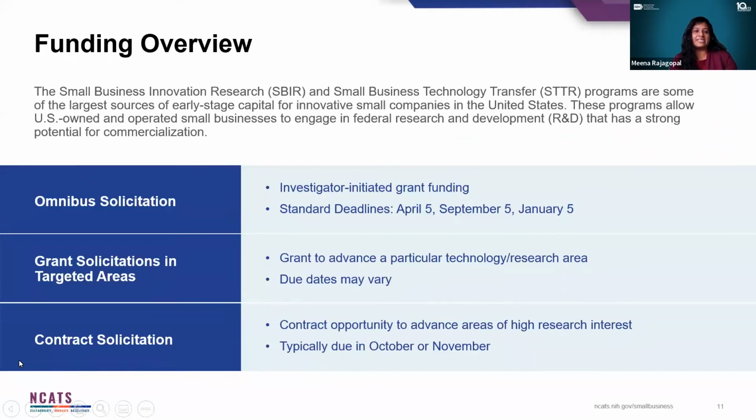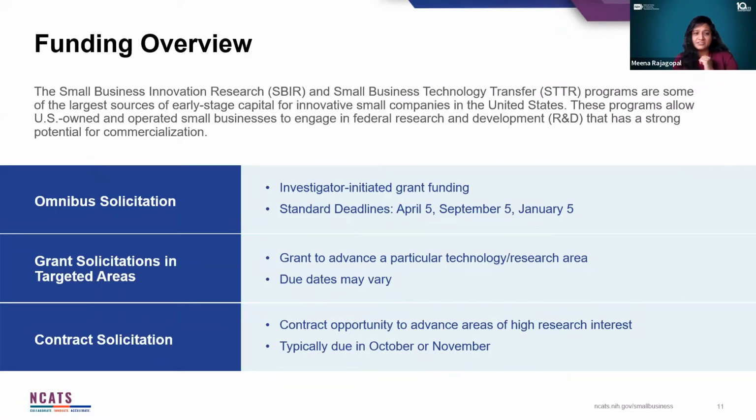So at NCATS, we have a number of funding opportunities for small businesses. By this, I mean the investigator-initiated omnibus solicitation, targeted grant solicitations, and contract solicitations. However, a majority of our applications come through the omnibus solicitation. The deadlines for the omnibus solicitation are pretty standard. As mentioned in the slide, they are April 5th, September 5th, and January 5th.